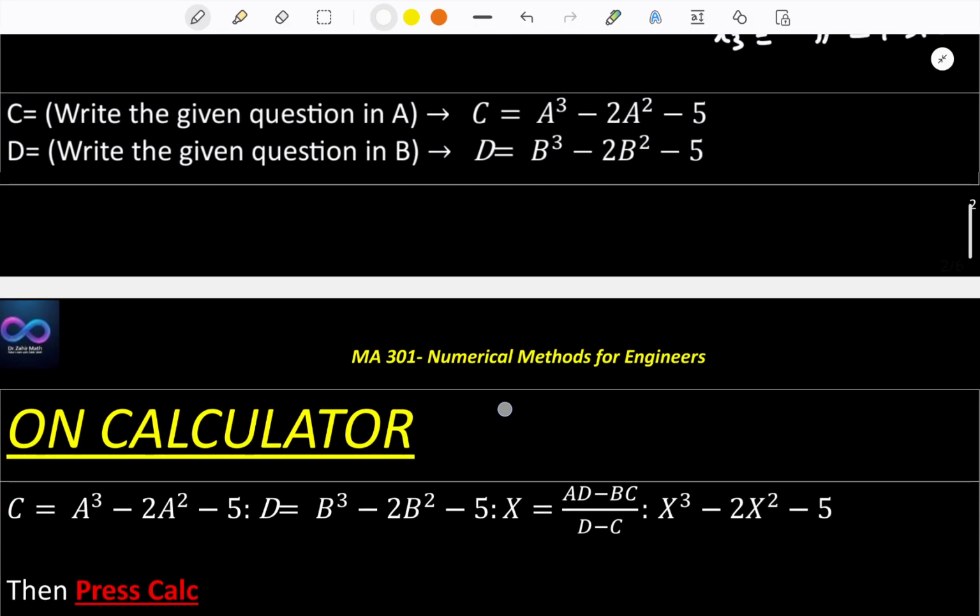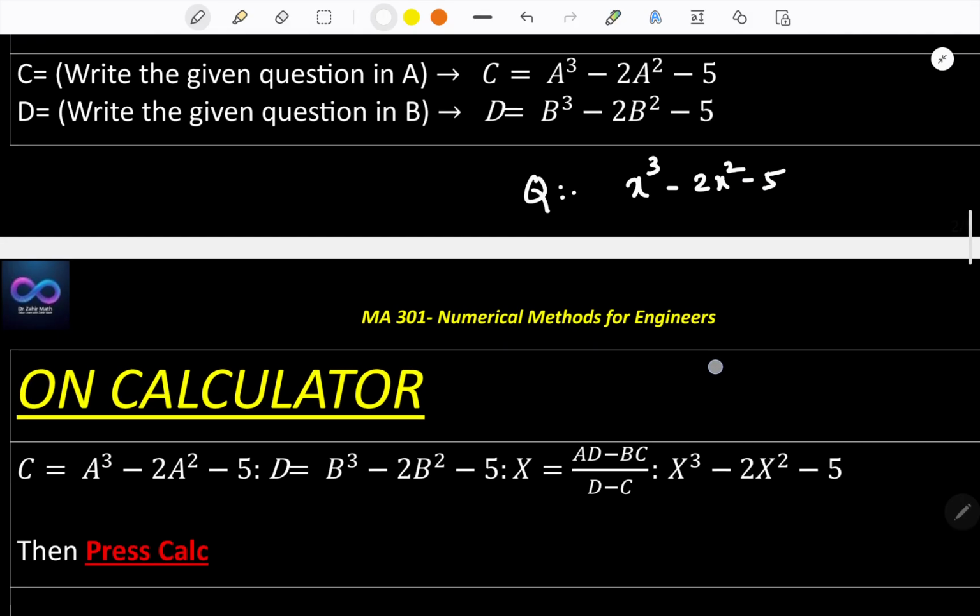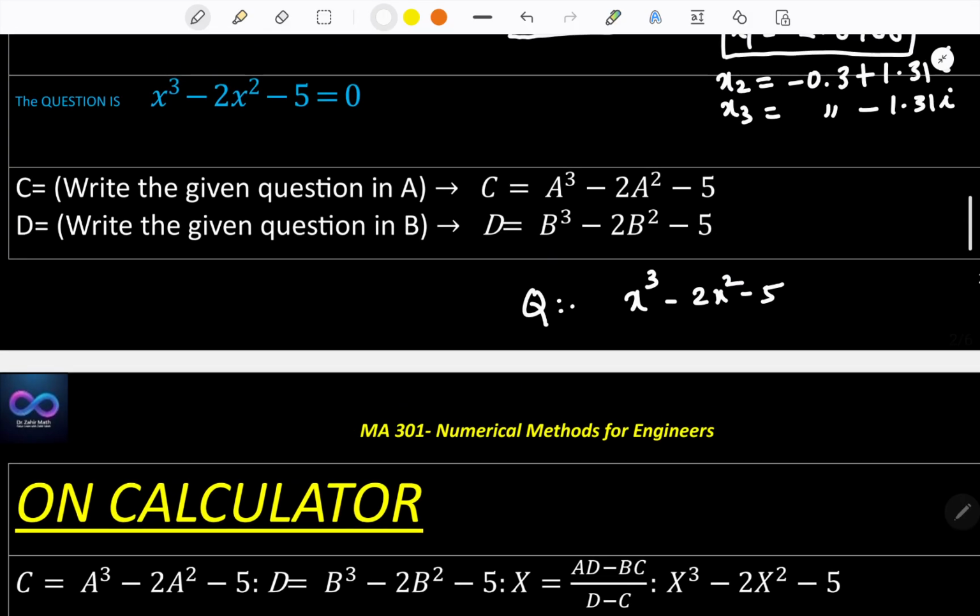How did this come, teacher? Because your question is x cube minus 2x square minus 5. So I'm going to call C in terms of A. So you put x is equal to A here. So A cube minus 2A square minus 5. And D is B cube minus 2B square minus 5.